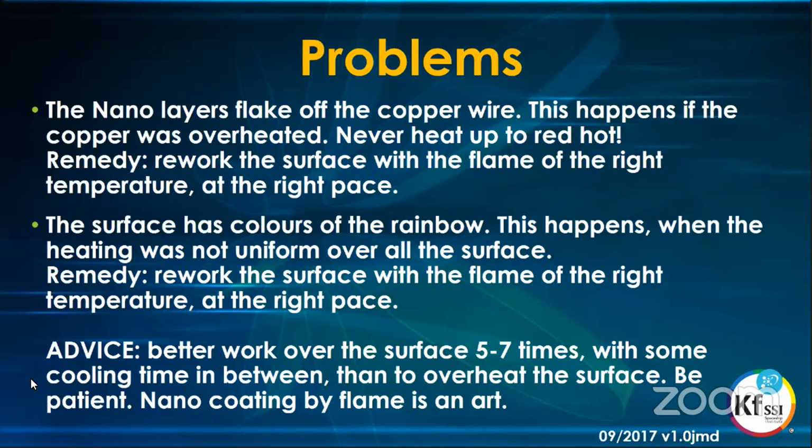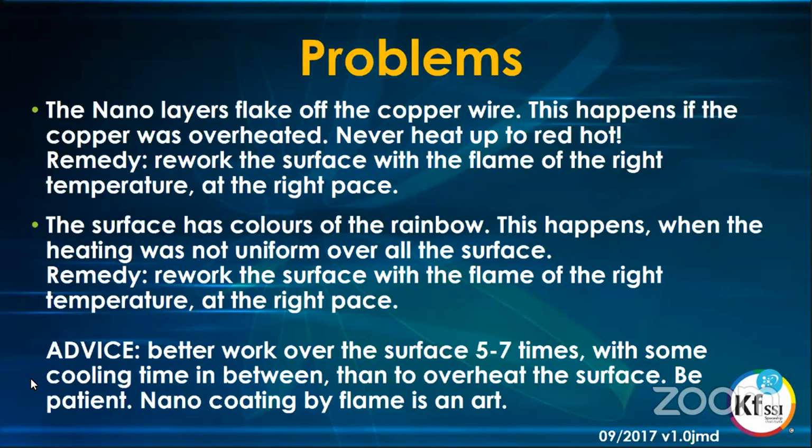Another thing which may happen is that the surface is not uniform, but after you nano-coat it, it has many colors of the rainbow. This happens when the heating was not uniform over all the surface. As a remedy, you can rework the surface with the flame, again at the right temperature, at the right pace.